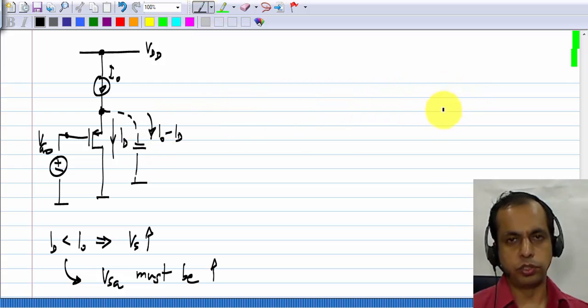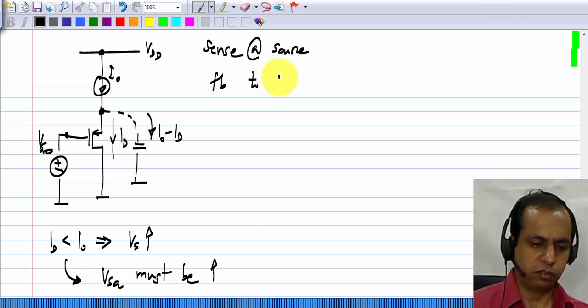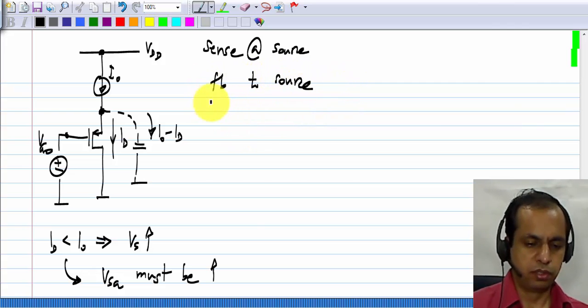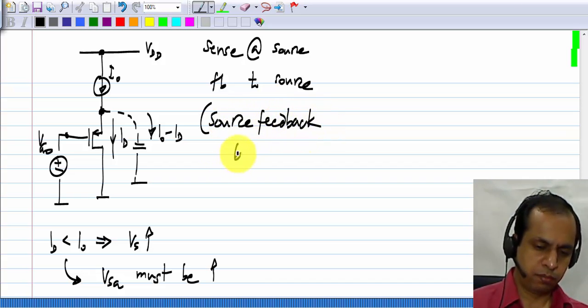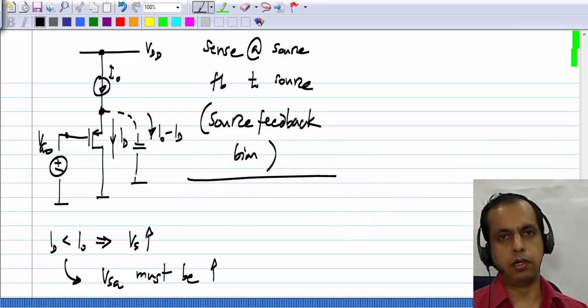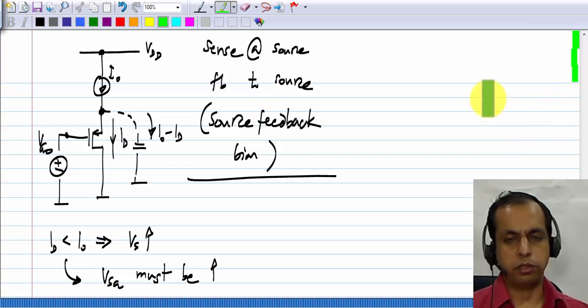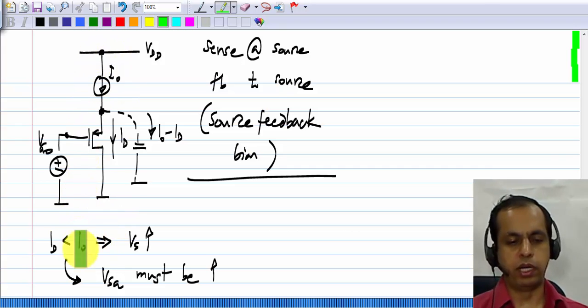So that's all there is to it. That is source feedback biasing, or sense at the source and feedback to the source. Source feedback bias with a PMOS transistor. Okay. And then using the usual procedures, we can turn this into any kind of amplifier. We have to have this picture for the biasing arrangement, and the input source and the load must be connected to appropriate places for realizing an amplifier.